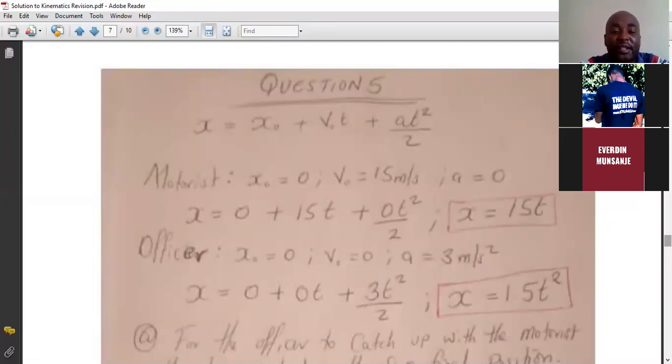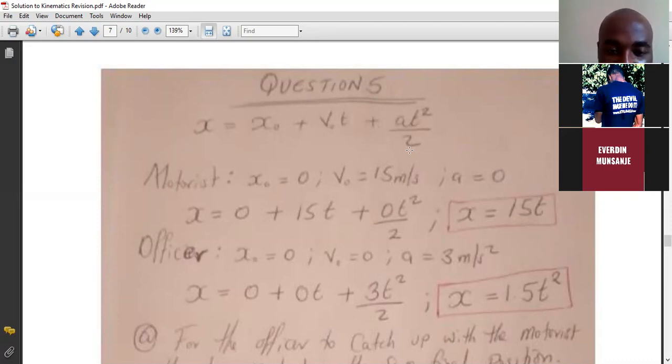So the equation you use is for displacement, or for position. I wrote x equals x naught plus v naught t plus a t squared over 2. So x naught is definitely 0. They are both starting from the corner. No one is ahead of the other.